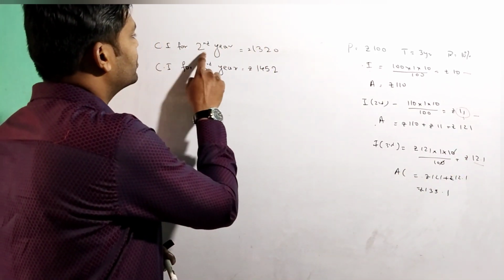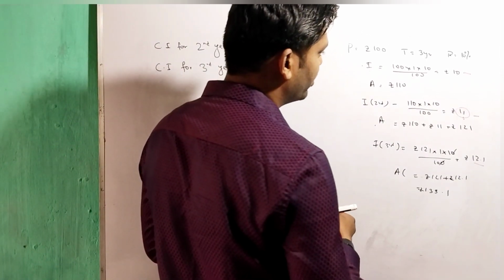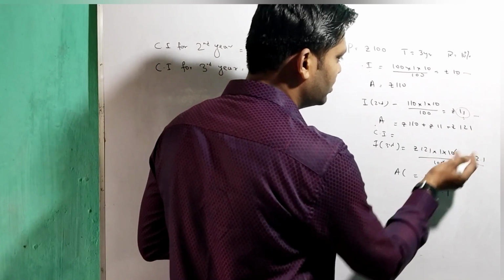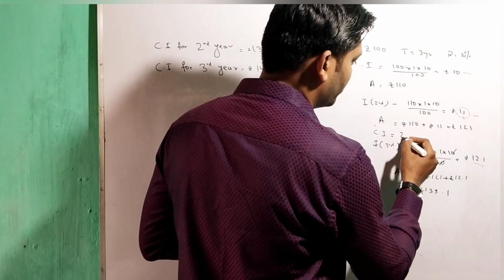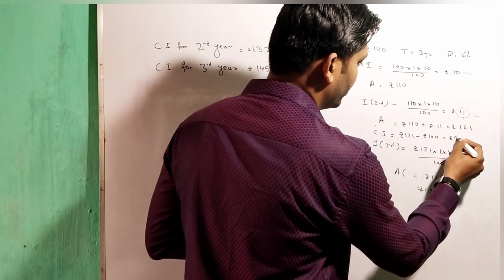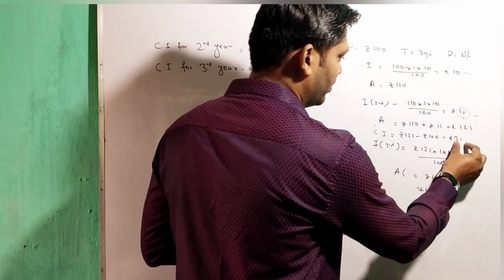So compound interest for second year means this is the interest. Take out the compound interest for second year. So CI you have to take out here. CI is equal to how much? This one minus original, rupees 121 minus rupees 100. So it will be rupees 21. So only for second year, particularly for second year.